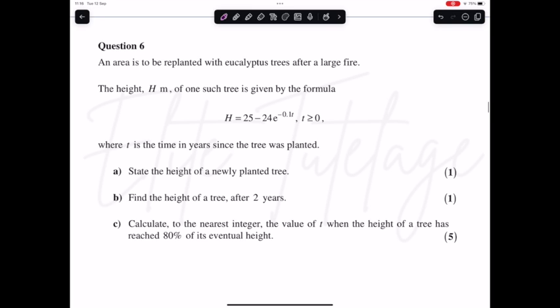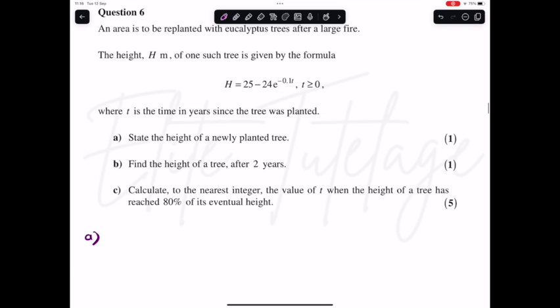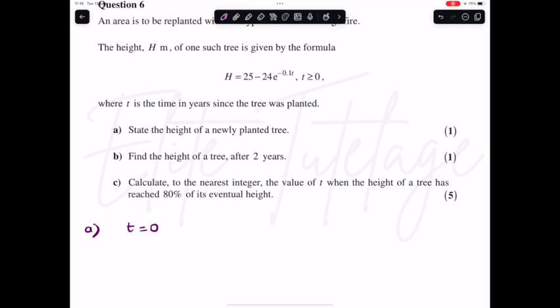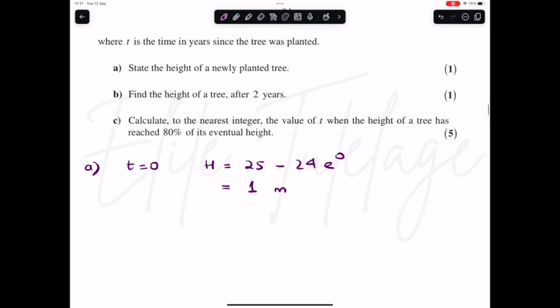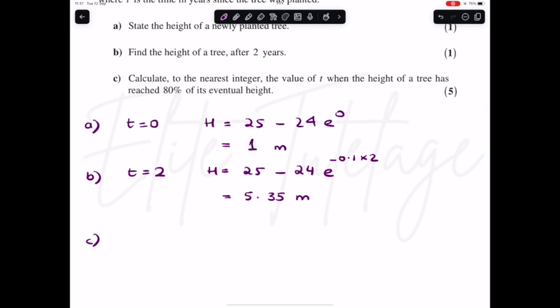All we have to do is simply plug in t as 0 in the equation. So h equals 25 minus 24 e to the power of 0. Remember, that's 1, and that leaves me with 1 meter of height. For the second part, find the height after 2 years. Again, really simple. Pop it in, and you will have your answer as 5.35 meters.